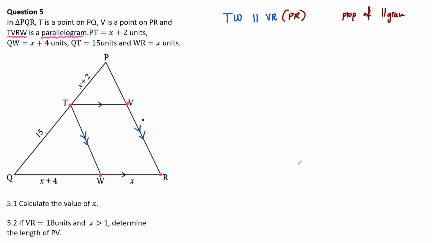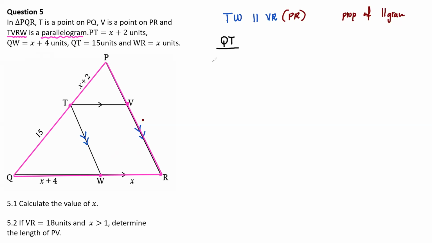X. So let me see what I can manipulate. Now, let me show you what doesn't work. You can't say PT over TQ is equal to PV over VR, because you don't know PV or VR. But if we use the line TW, then we can use this portion. So we can use this part of the triangle.